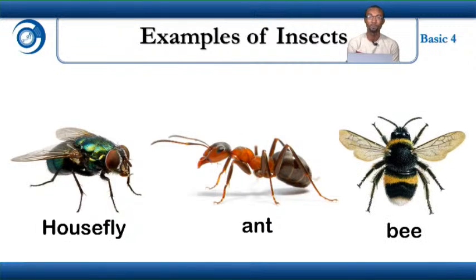The next example is the bee. Bee, as you see on the screen, is also an example of an insect. And we normally benefit a lot from bees because they produce honey for us.